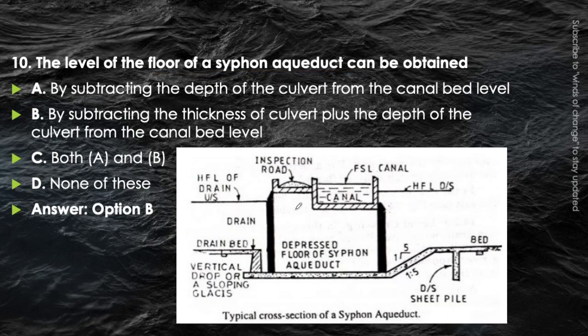Now let's see. From the canal bed we have to find out, this is the canal bed and this is the level of the floor of the siphon aqueduct. If we know this level and we have to obtain this level, then this much value will be subtracted. So this value will be obtained by subtracting the thickness of the culvert plus the depth of the culvert from the canal bed. This is the depth of the culvert from the canal bed and this is the thickness of the culvert. So these two will be subtracted from the whole value, and then the level of the floor of the siphon aqueduct can be obtained. So option B will be the correct answer.